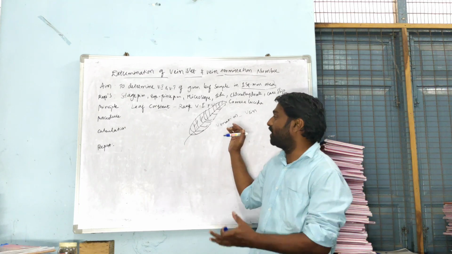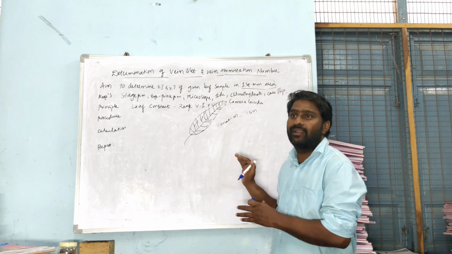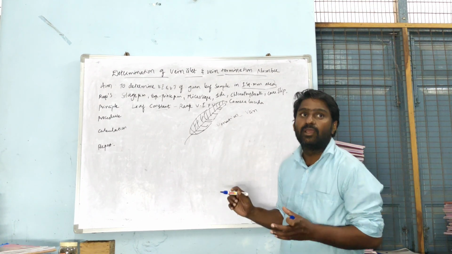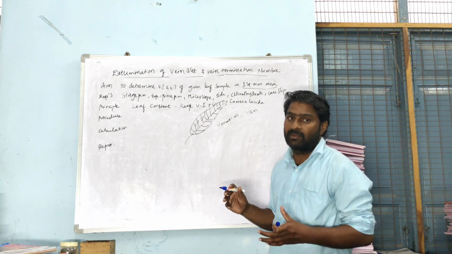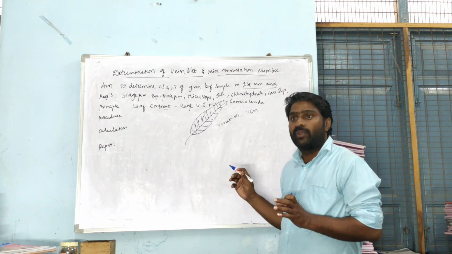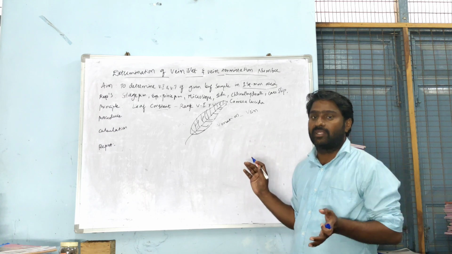So now we are supposed to identify these vein islets and those vein terminates, and we should measure how many vein islets and vein terminates are present, and trace them in 1 square millimeter area. By using a special type of apparatus, that is camera lucida, you are supposed to identify how many number, and we have to calculate and report what is present in 1 square millimeter area.